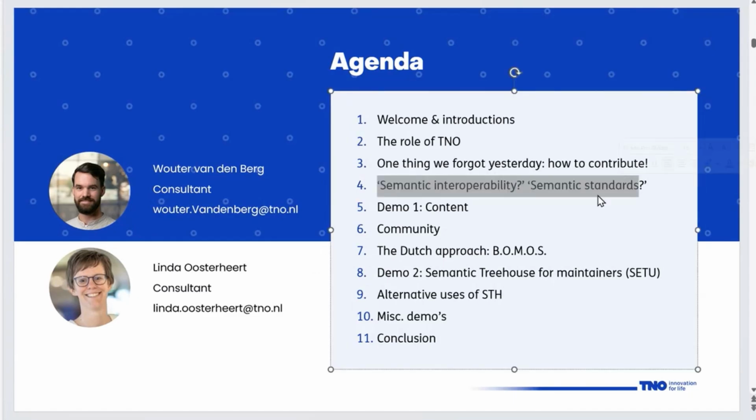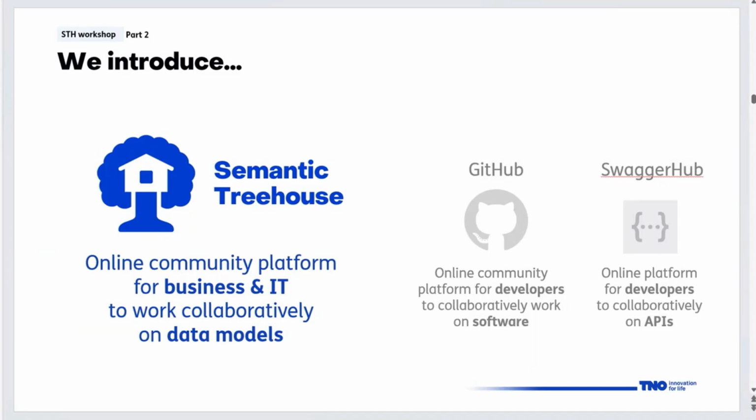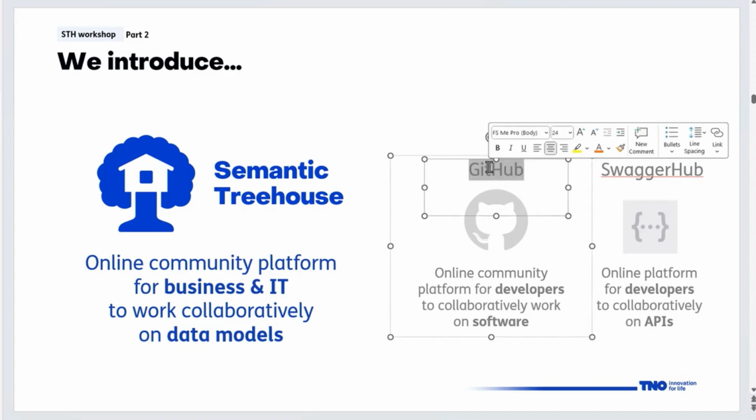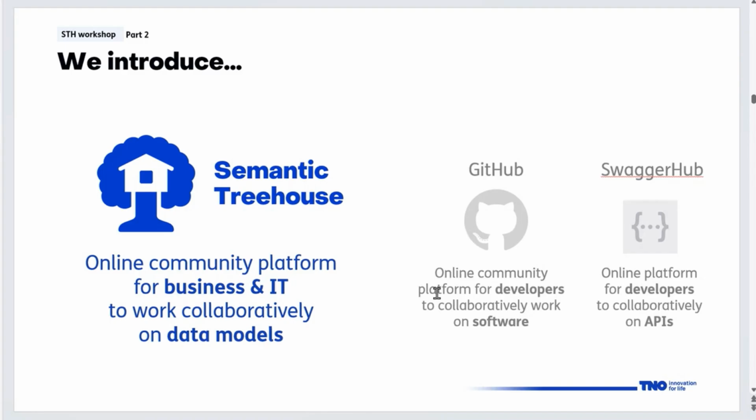Then, when we can start in earnest, let's talk about the purpose of the platform. It's funny that I just showed you our GitLab environment, because Semantic Treehouse as a platform is not so different from GitLab itself, or GitHub for that matter, because with GitHub you have an online community platform for software developers to collaboratively work on software, and just like that, Semantic Treehouse is a community platform, but for a wider range of people, business and IT professionals, to work collaboratively, well, maybe on software, but in particular a specific kind, which is data models, common data models. So the whole idea of GitLab or GitHub or even Swagger Hub, these platforms, this applies to what Semantic Treehouse is as well. And that's important for two reasons.